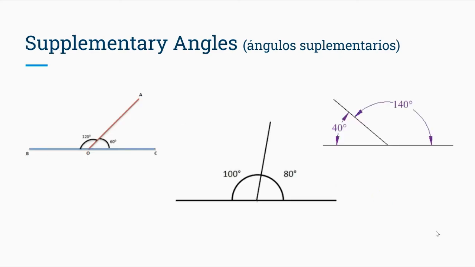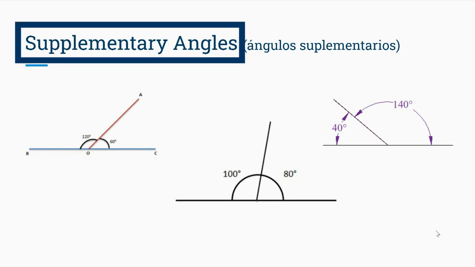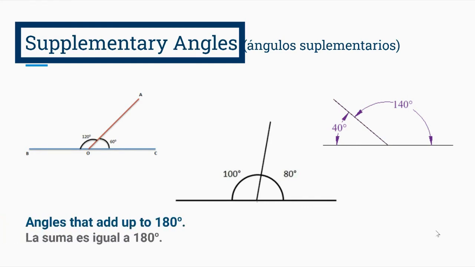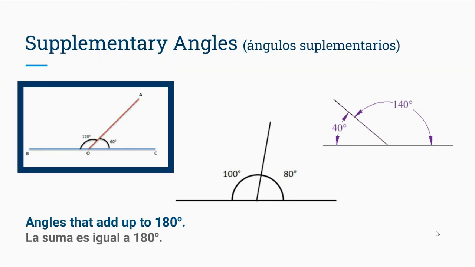And the last term that I would like to review is supplementary angles. They're also adjacent, but instead of adding up to 90, they will add up to 180 degrees. Again, it does not have to be perfectly cut in the middle, 90 and 90. It can be any other combination, such as 120 and 60, for example.